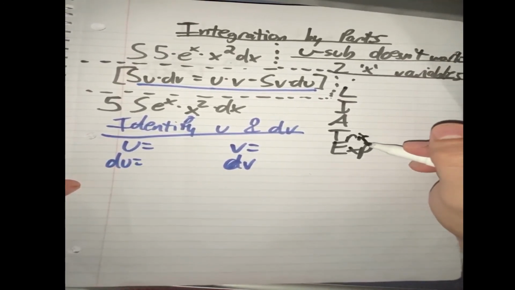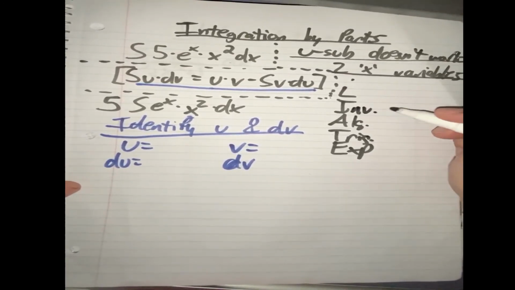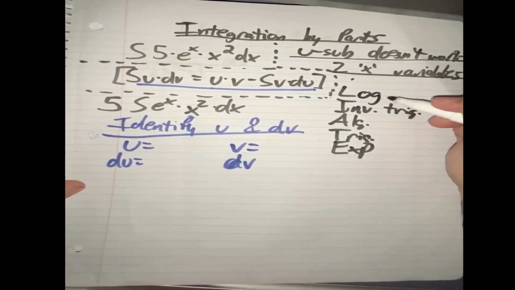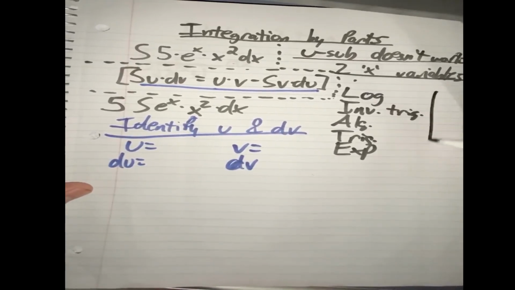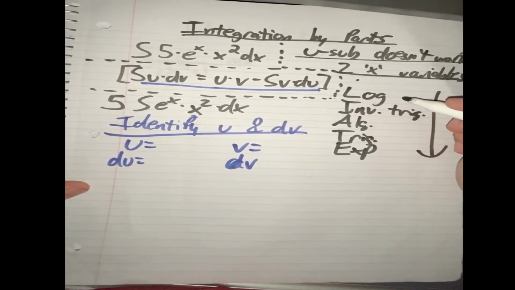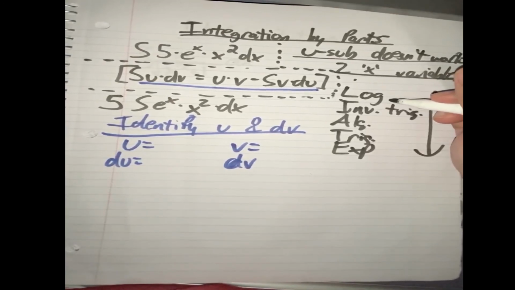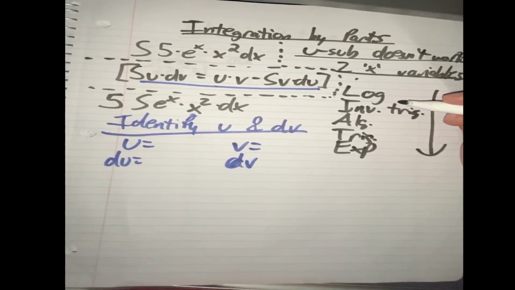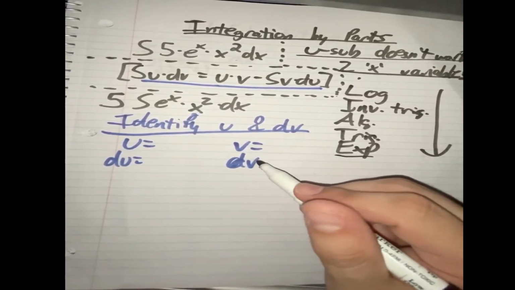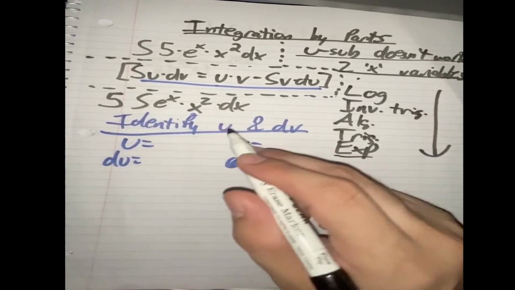LIATE is a priority ranking, and LIATE is an acronym for log, inverse trig, algebra, trig, and exponential. In decreasing order, we start from L as the highest priority ranking. For example, if we have a log, in most cases our log is going to be our u, and an exponential, in most cases, is going to be our dv. So we go down this list and identify each function.